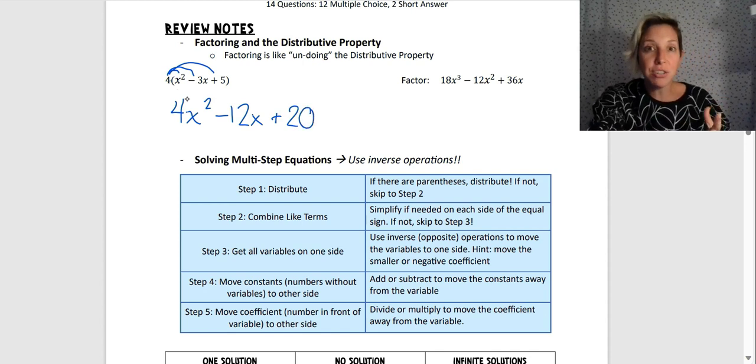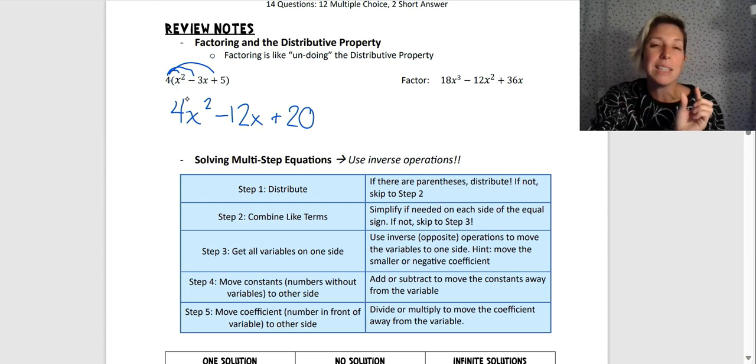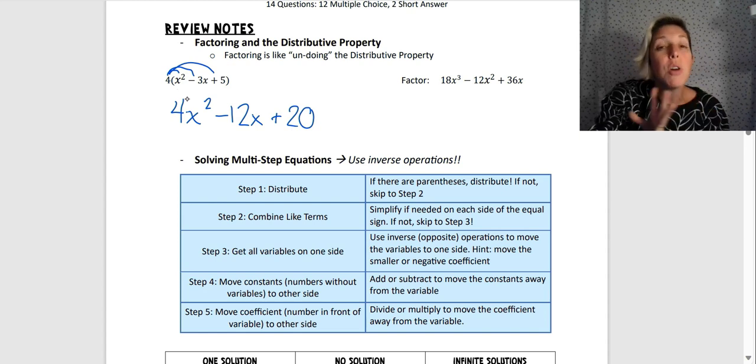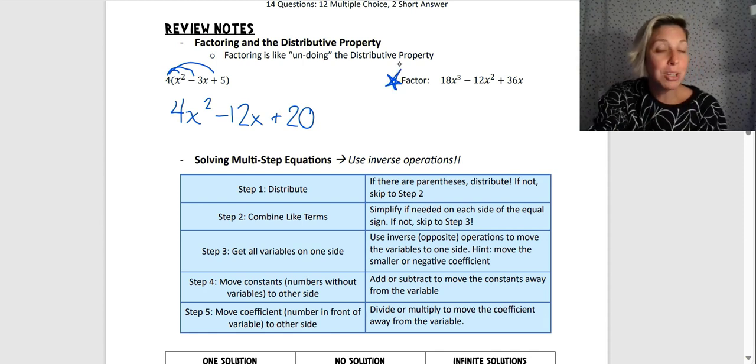So then factoring, you're looking for the number or number and variable combo that will go into all of your terms. Those are the things that are separated by the plus and minus signs, your terms. It will go into each one of those evenly. This example that I'm going to go over is very similar to the essay question. So pay close attention to this.